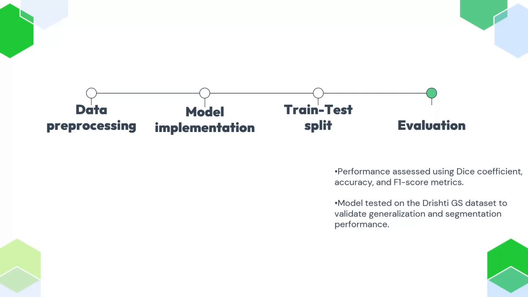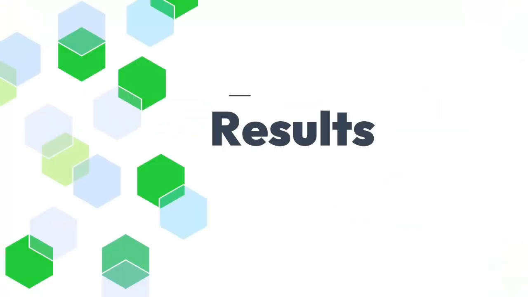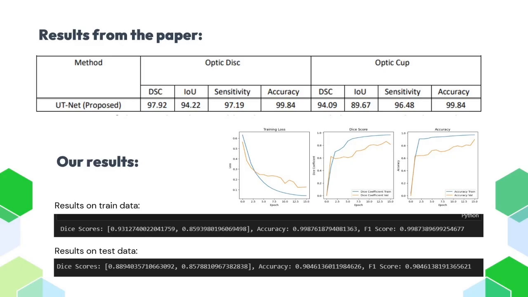Once we were done with these steps, we arrived at the result. So in the next section, we will be discussing the results. We can see that the original paper reported impressive dice scores of 97.4 for the disc and 94.9 for the cup, along with an accuracy of 99.84%.